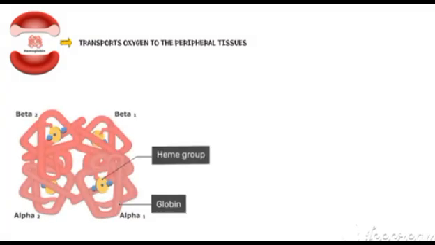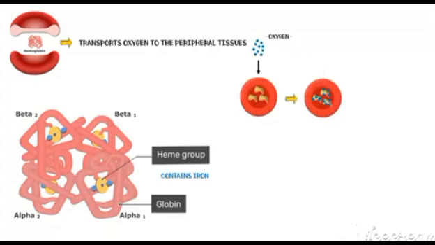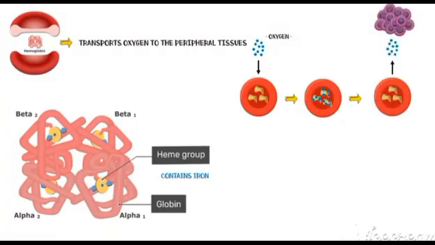One hemoglobin molecule contains 4 globin chains and 4 heme groups. Heme groups contain iron as their major component. In order to be transported, oxygen should bind to these heme groups. This binding process is a reversible one. So, once hemoglobin reaches the peripheral tissues, oxygen dissociates from hemoglobin and diffuses into the peripheral tissues.